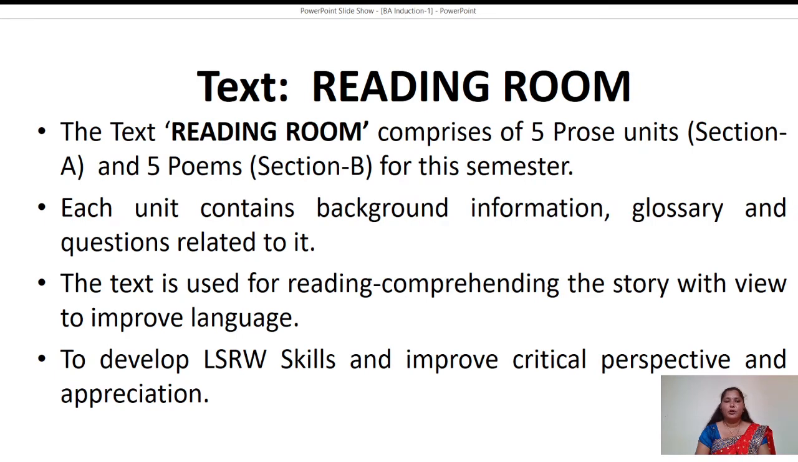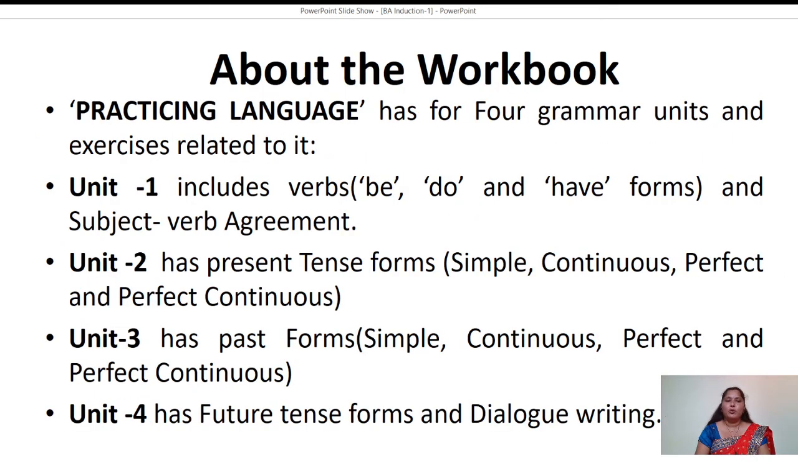The text Reading Room comprises 5 prose units in Section A and 5 poems in Section B for this semester. Each unit contains background information, glossary and questions related to it. The text is used for reading and comprehending the story with a view to improve language, to develop LSRW skills and improve critical perspective and appreciation.